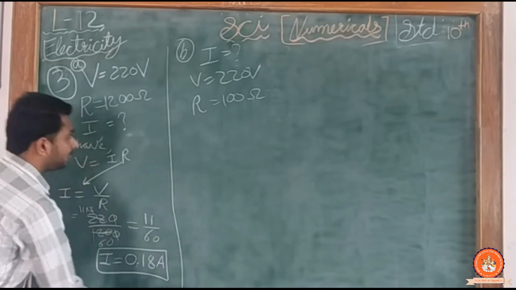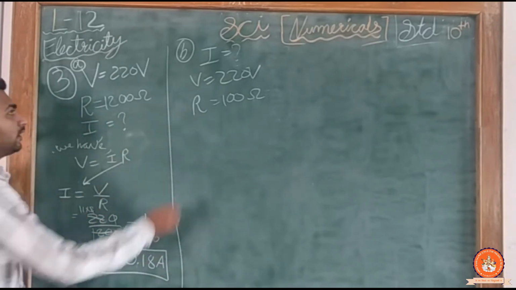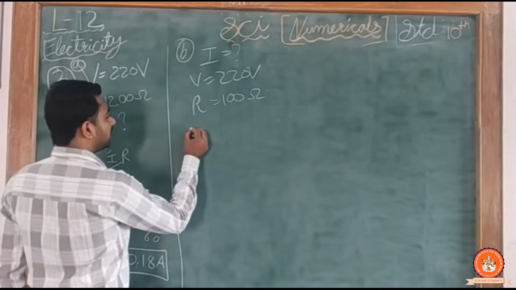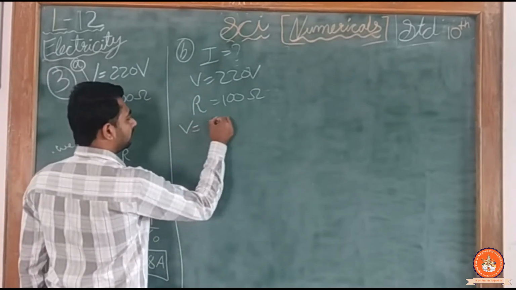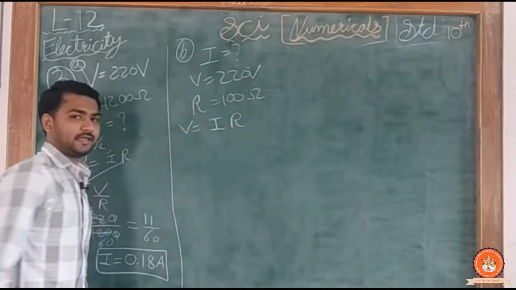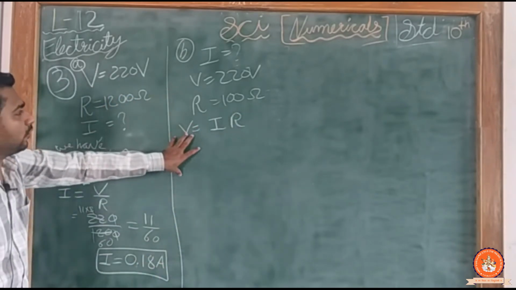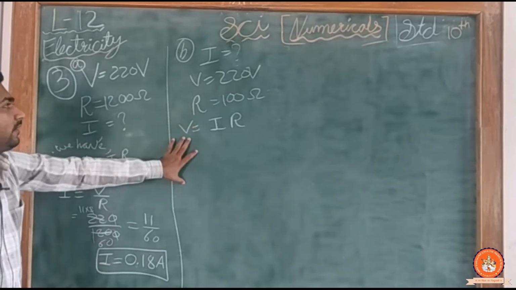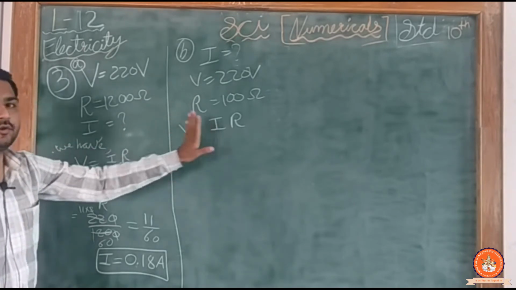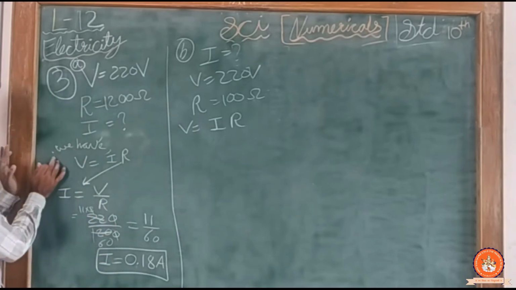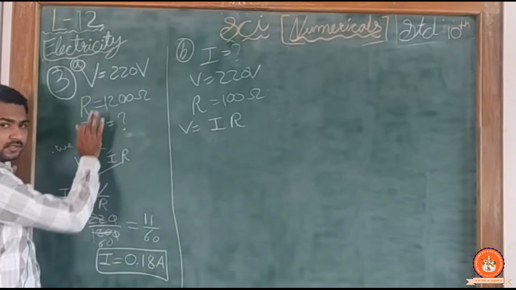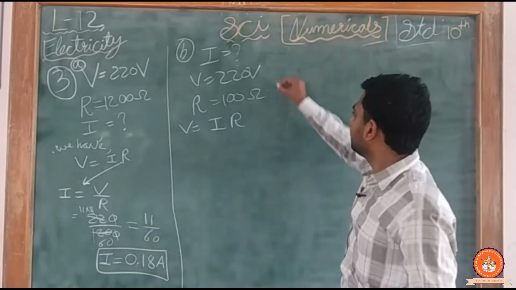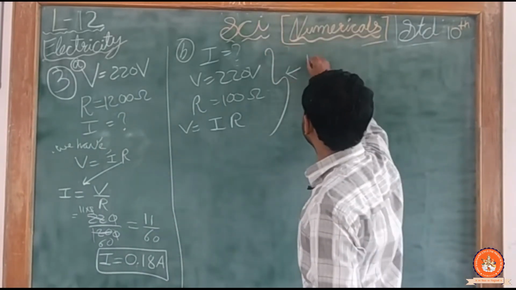Okay. Now coming to question B. Here also we have to find I. So similarly we will use V is equal to IR, and you have to place the value of V and the value of R. Then after that you will get the value of I. Question B is similar to this one. Okay? Now you will do it by yourself. This one is in your homework.